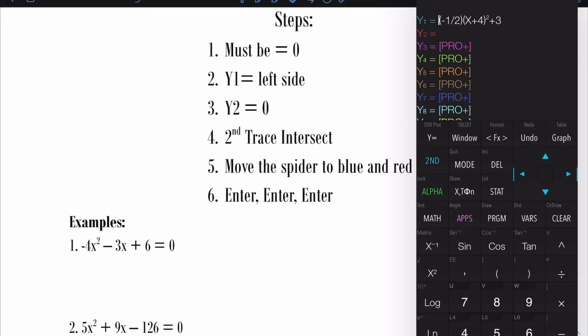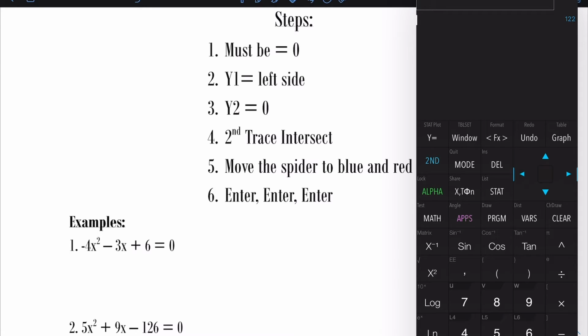We're going to touch the y equals on our calculator. And we're going to set y1 as negative 4x squared minus 3x plus 6. We're going to change the y2 to just be 0. And this function that I'm going to show you right now, second trace, to get the trace function in there, the first thing we need to do is push the second button. Okay, so my graphing calculator is a little bit different from yours.